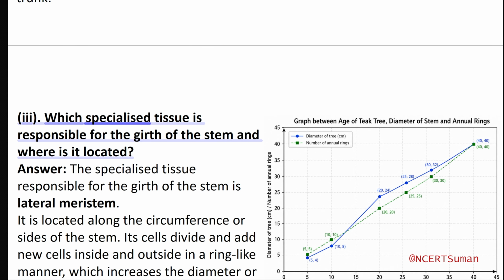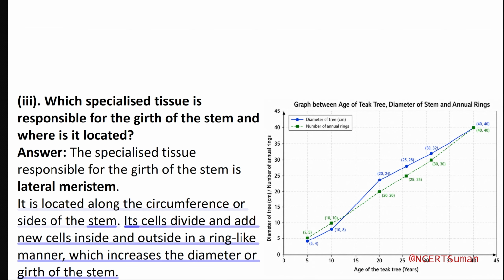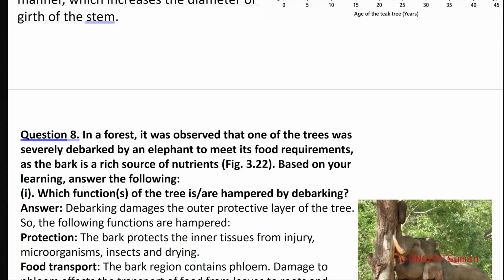3. Which specialized tissue is responsible for the girth of the stem and where is it located? Answer: the specialized tissue responsible for the girth of the stem is lateral meristem. It is located along the circumference or sides of the stem. Its cells divide and add new cells inside and outside in a ring-like manner, which increases the diameter or girth of the stem.